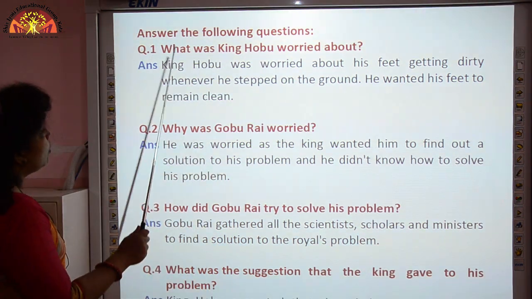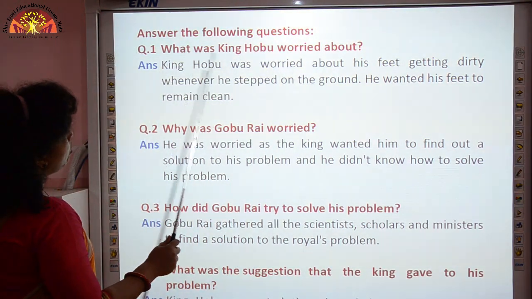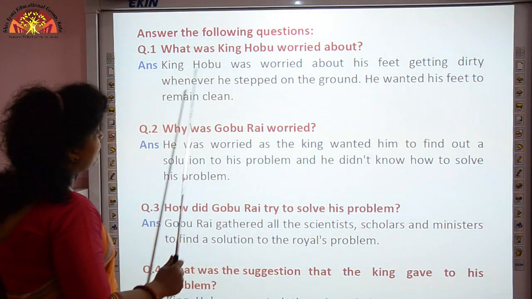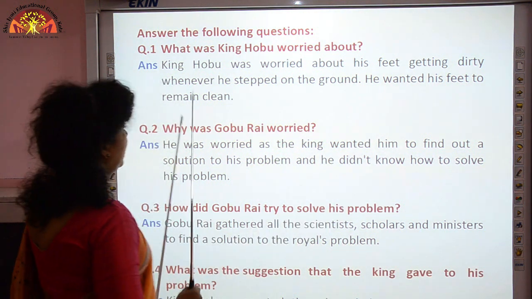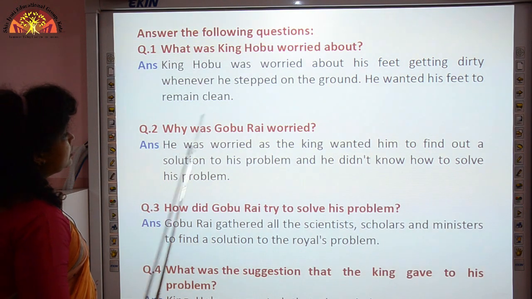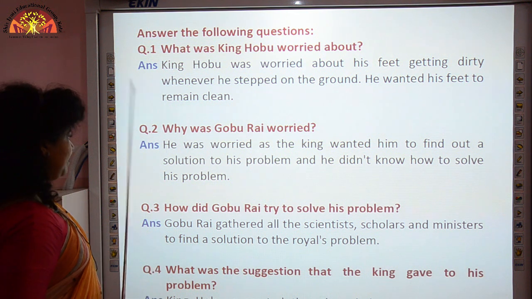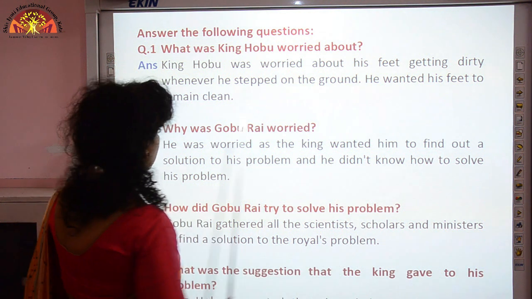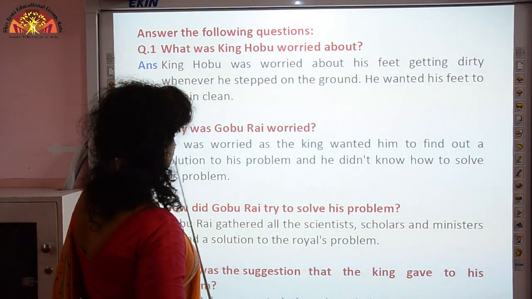Question 1. What was King Hobu worried about? Answer. King Hobu was worried about his feet getting dirty whenever he stepped on the ground. He wanted his feet to remain clean. Let us now come to the second question. Why was Gobu Rai worried? Who was Gobu Rai? He was the minister. He was worried as the king wanted him to find out a solution to his problem, and he didn't know how to solve his problem.